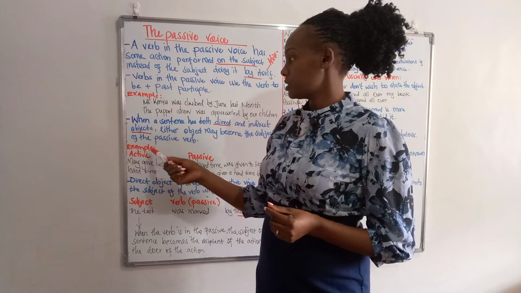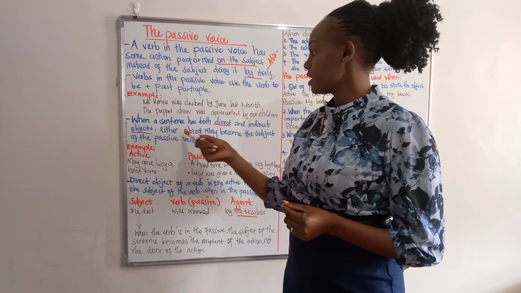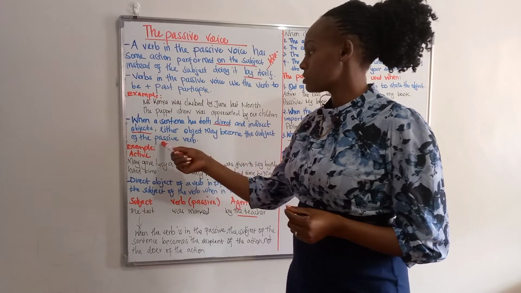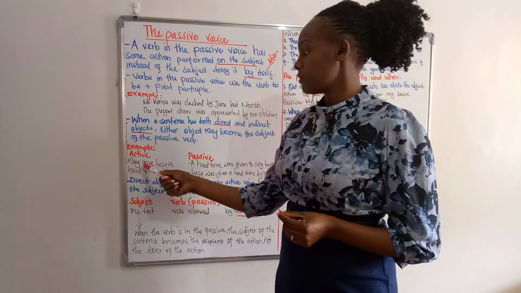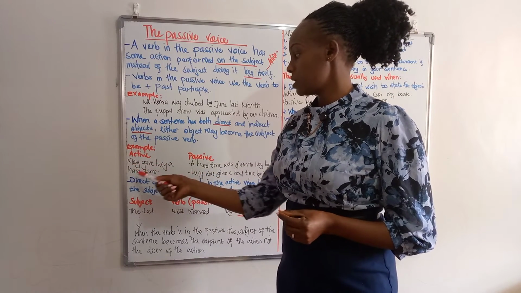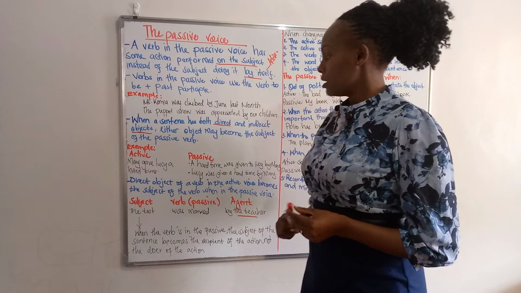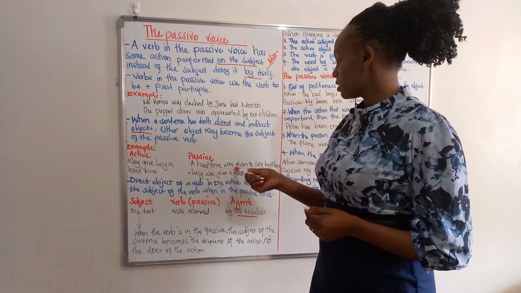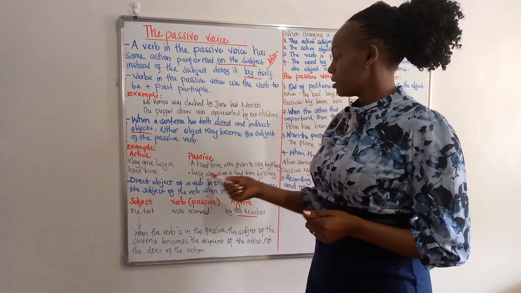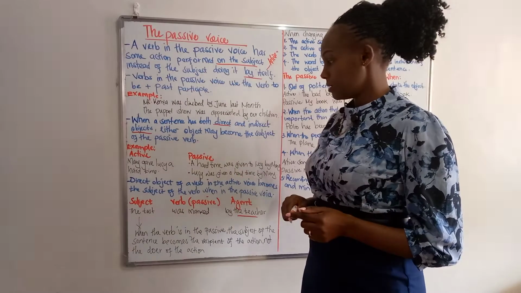Back to this, we say that when a sentence has both direct and indirect objects, either object may become the subject of the passive verb. For example, an active voice sentence, Mary gave Lucy a hard time. This sentence is in the active voice. In passive voice, we will have two options. A hard time was given to Lucy by Mary, and Lucy was given a hard time by Mary.